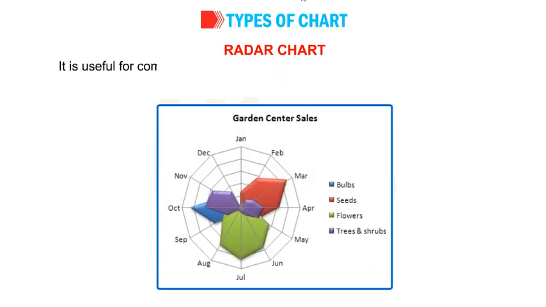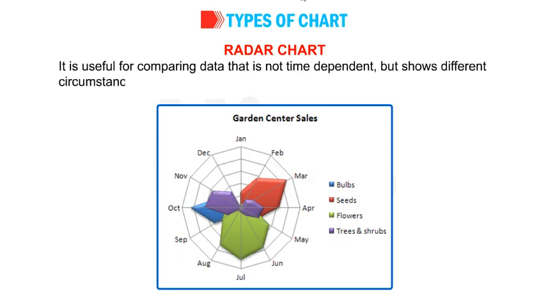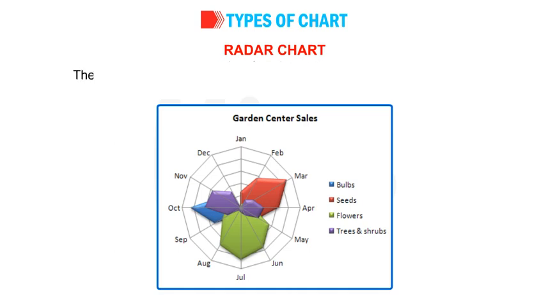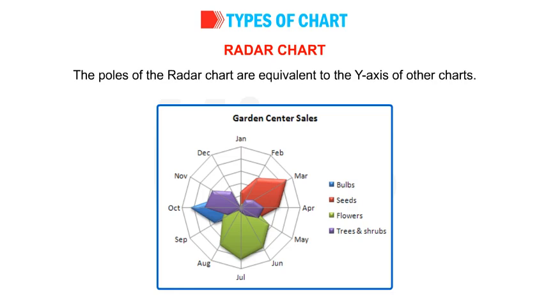It is useful for comparing data that is not time dependent, but shows different circumstances, such as variables in a scientific experiment. The poles of the radar chart are equivalent to the y-axis of other charts.